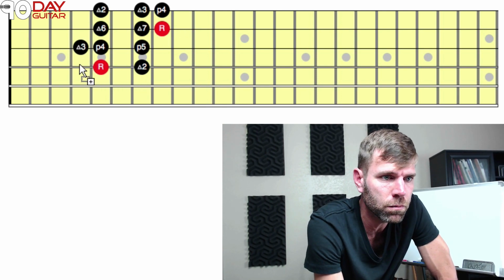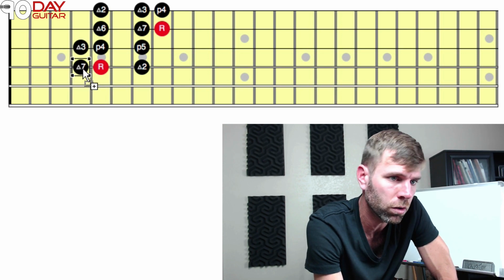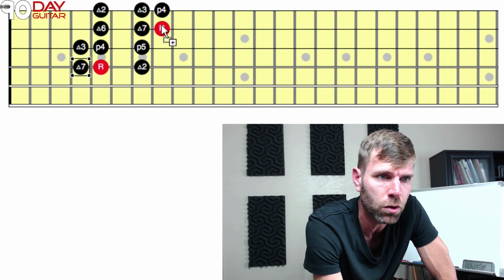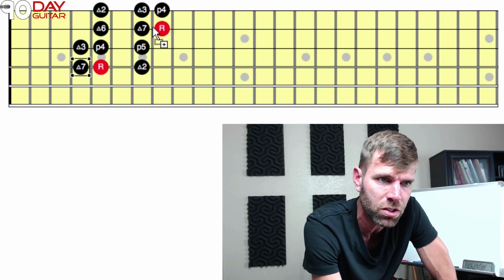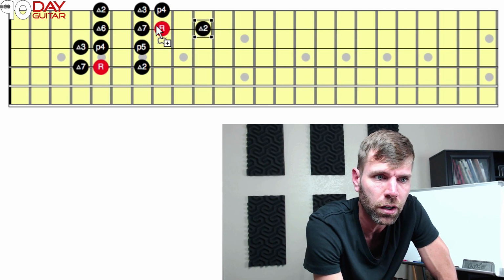As we move up, now notice the 7, the major 7 is right there behind, or however you want to say it, right there by that root note. Okay, you'll notice it right here. Here's a root note. The major 7 is still there. The 2 is still there. The 3 is still there. Just look right there.